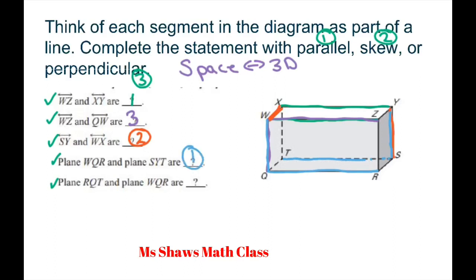And then let me just erase this. We have RQT. So it's like the bottom of the box. And WQR. So that's like the front of the box and the back of the box. And that's perpendicular, so that's 3.